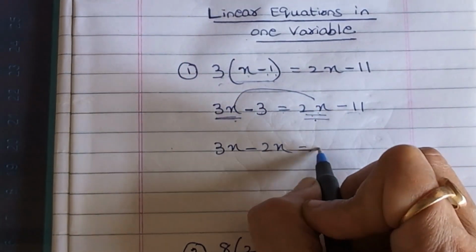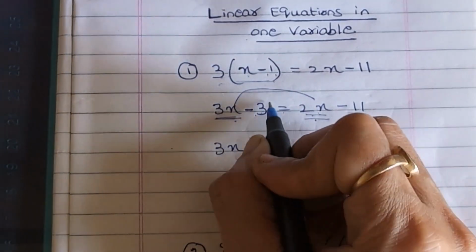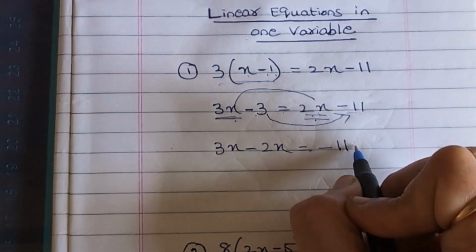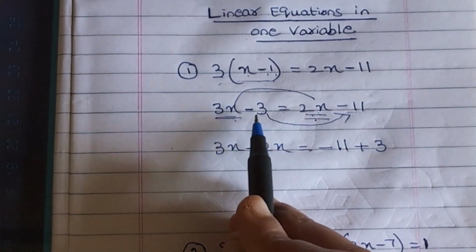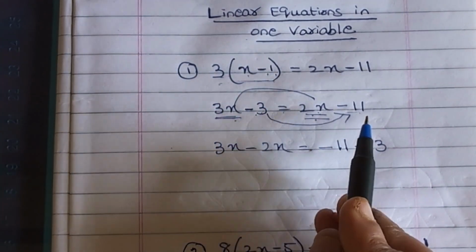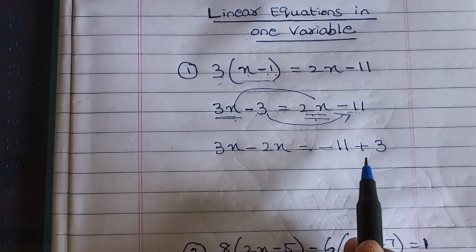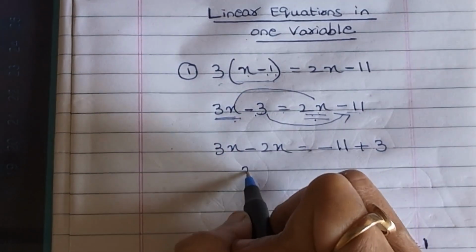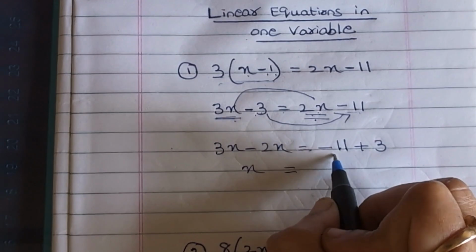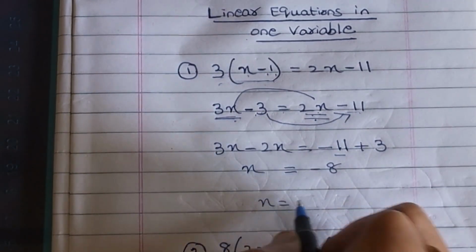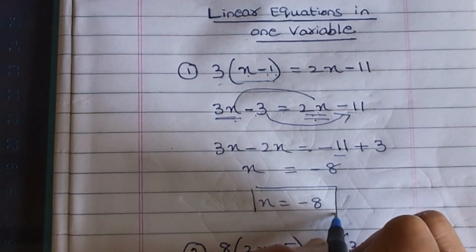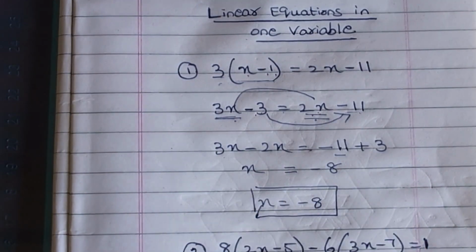In RHS we have minus 11 and this minus 3 we will shift here. So it becomes plus 3. So don't forget to change the sign of the term when it changes the sides. Okay. Now 3x minus 2x is x equal to minus 11 plus 3 is minus 8. So x equal to minus 8 is the solution of this linear equation.